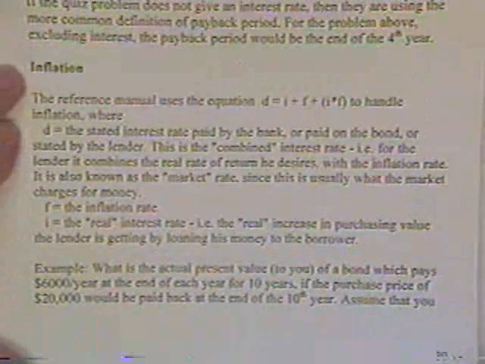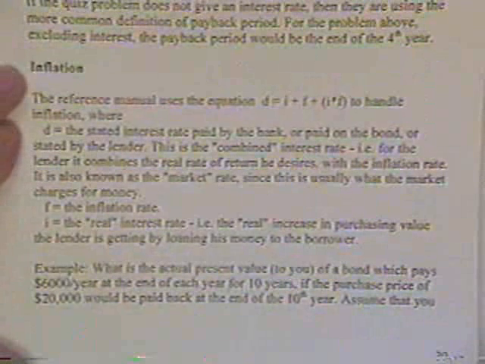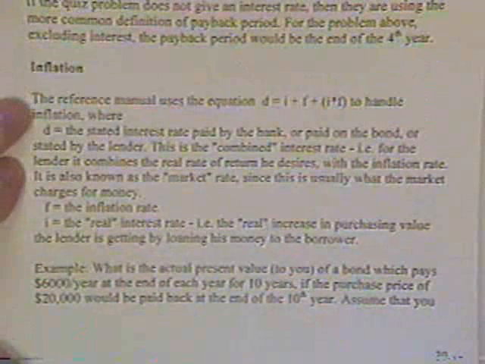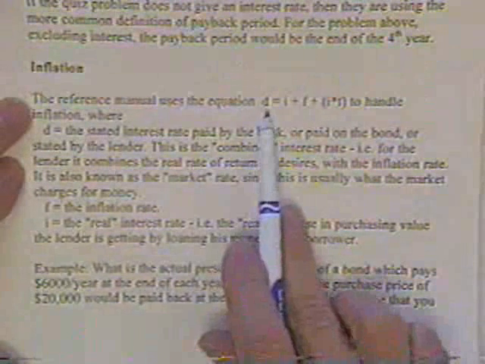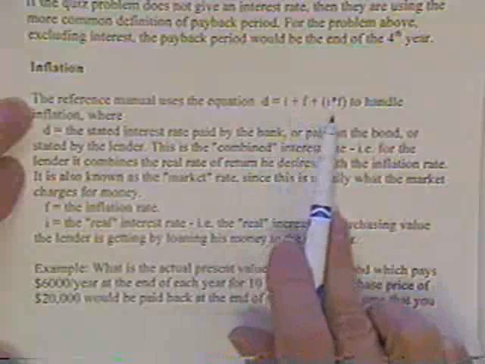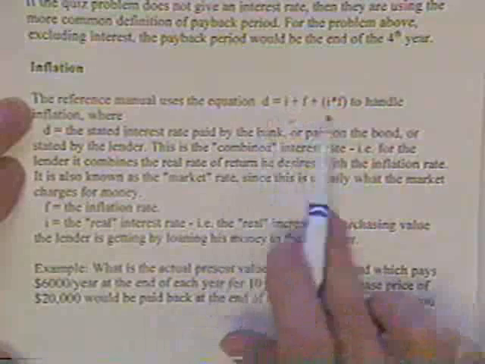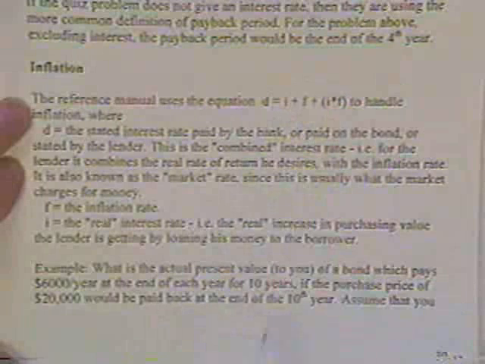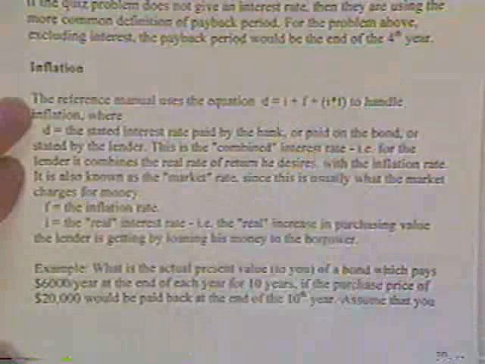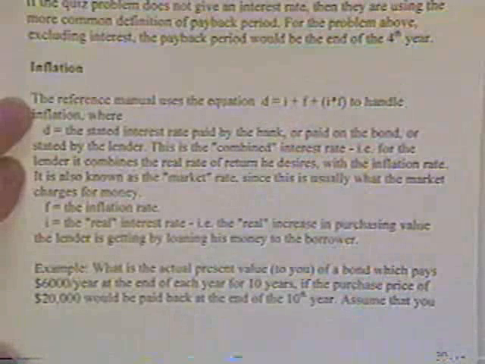Inflation. Next topic in the FE review manual. The reference manual uses the equation D is equal to I plus F plus I plus F. Where they got that from, I don't know. I mean, I know where they got the equation, but I don't see it in any other economics books.